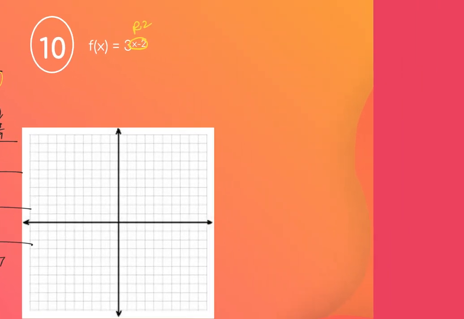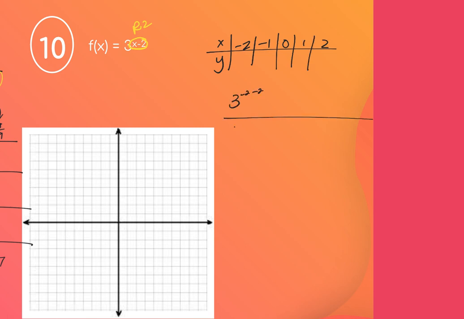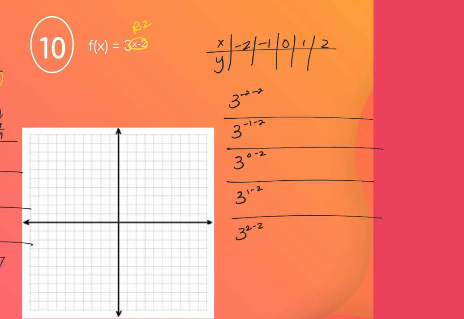Okay, go to 10. Same thing. Negative 2, negative 1, 0, 1, 2. 3 to the negative 2 minus 2. 3 to the negative 1 minus 2. 3 to the 0 minus 2. 3 to the 1 minus 2. And 3 to the 2 minus 2.